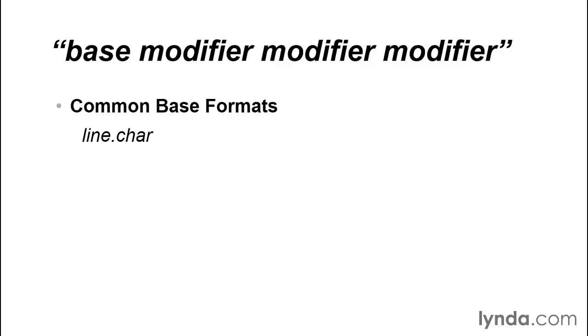Keep in mind that lines are numbered starting with 1 and characters are numbered starting with 0. This is done to keep in line with historical programming conventions. So the base 1.0 would refer to the position at the beginning of the text box. Another common base term is end. When used by itself, it refers to the position after the last character in the whole text box. When used in conjunction with a line, using the syntax line number dot end, it refers to the position after the last character in that line.